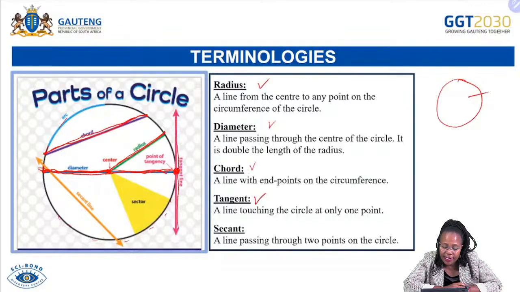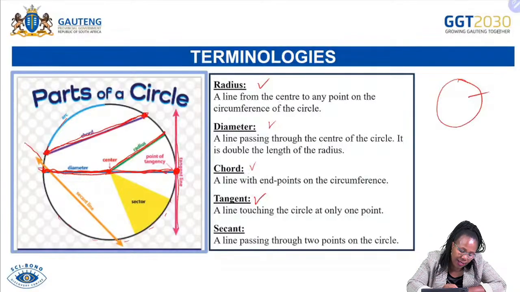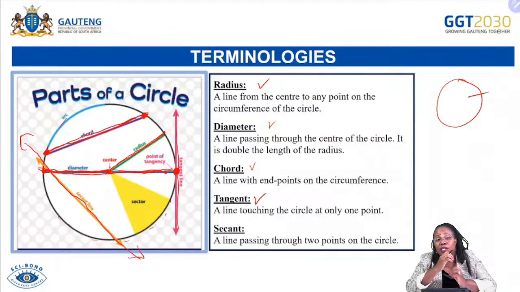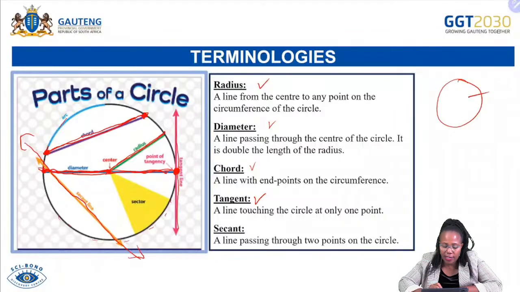And then a secant is a line passing through 2 points on the circle. It passes out of the circle. Can you see that the difference between the chord and the secant is that a chord is from circumference to circumference? It can't pass those points. It stops there on the circumference. But the secant is a line that passes through the circle continuously. As you can see, it has arrows there. It's a continuous line, but it passes through 2 points on the circle. Then that is the secant. Okay. So those are the terminologies, grade 12, that we'll be using.